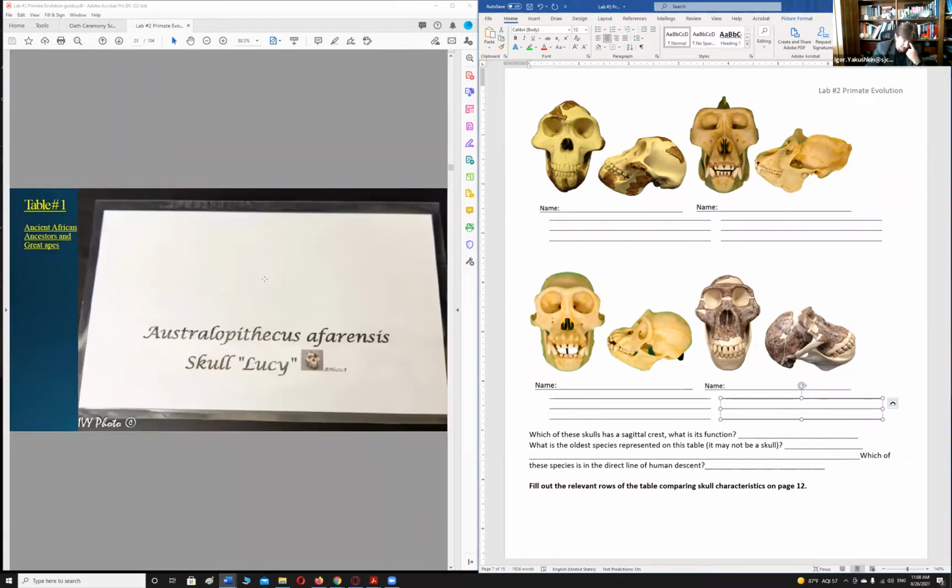Afarensis, Lucy. Anybody know the story about Lucy, why she's called Lucy? The anthropologists who were working, whenever they were discovering her, had a tape playing on a recorder, the famous Beatles song, Lucy in the Sky with Diamonds. So they called her Lucy. And Lucy was discovered in Ethiopia. She is considered to be a national treasure of that particular country.